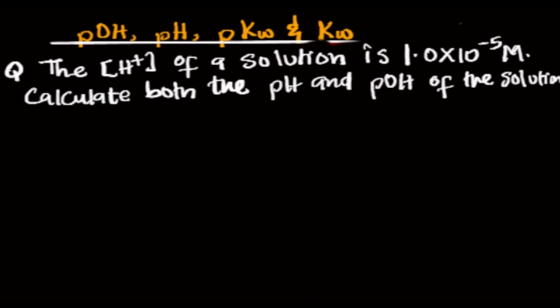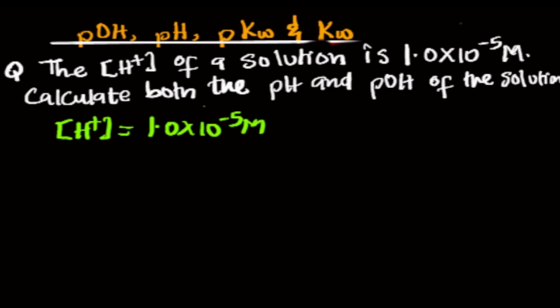The first question we are having here says, the hydrogen ion concentration of a solution is 1.0 multiplied by 10 raised to the power minus 5. Calculate both the pH and the pOH of the solution. It's very, very simple. Now look at this. You just have to take note of the trick I'm going to be using while solving this question. It's very, very important. The first thing is that you are given the hydrogen ion concentration of the solution, which is 1.0 multiplied by 10 raised to the power minus 5 molar.